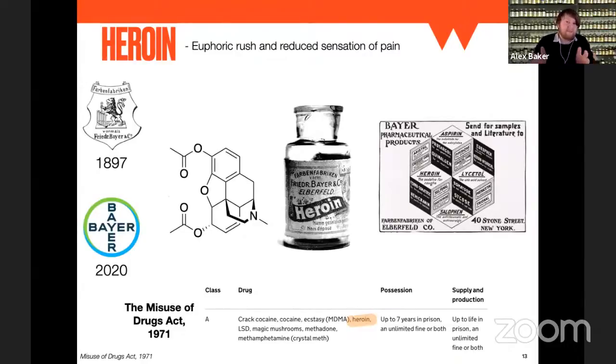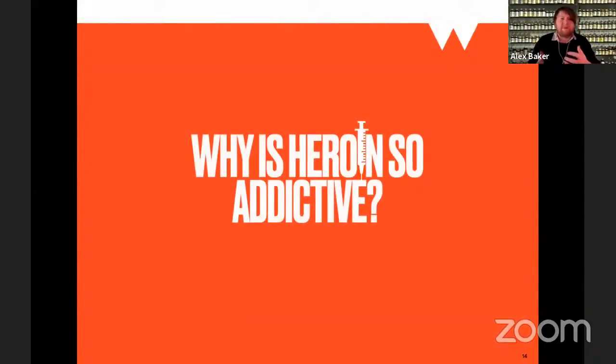Now, at the time, in fairness to them, they thought heroin was a non-addictive solution to morphine. Of course, we now know that is not the case, and it's actually highly addictive. So in the UK, it is a Class A drug. So coming back to the main question then, why is heroin so addictive when the only difference between our heroin molecule and our morphine molecule are these two acetyl groups?